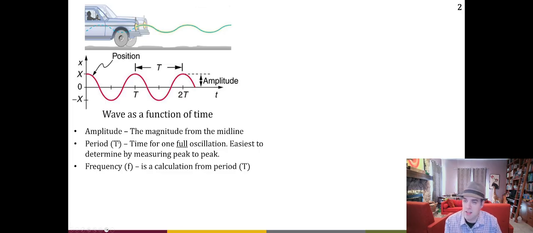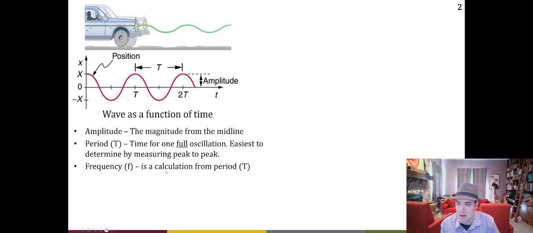Period T, capital T, this is the time for one full oscillation. And so we can measure this by going from peak to peak, right? So one full oscillation, you start here, you go down, you come back up again, and the time it takes for that to happen is the period. You could also do trough to trough as another way to calculate the period here.